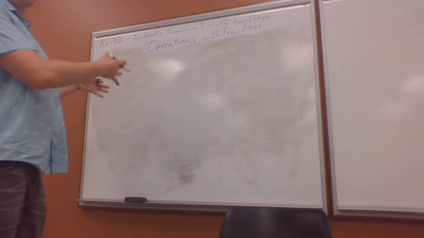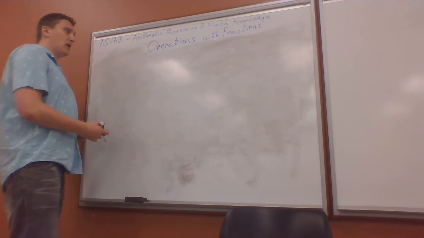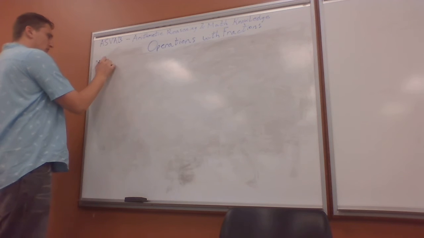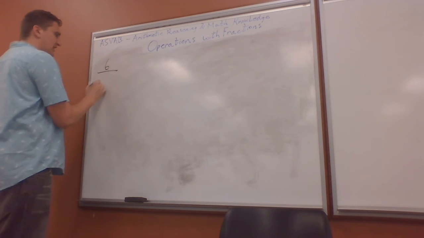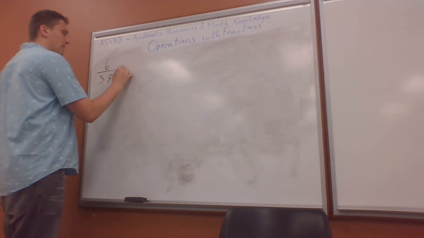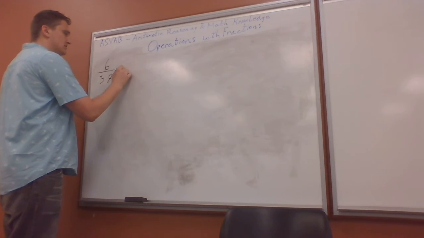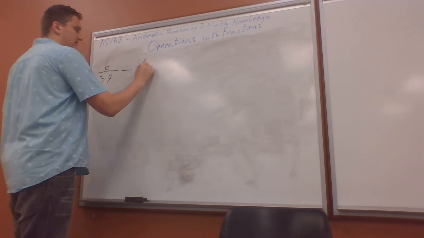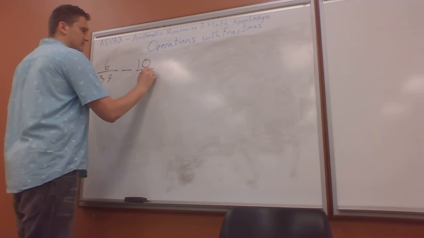Now we scaled one of them up to get a number. How about scaling one down? Let's say I had 6 over 39, minus 10/13.